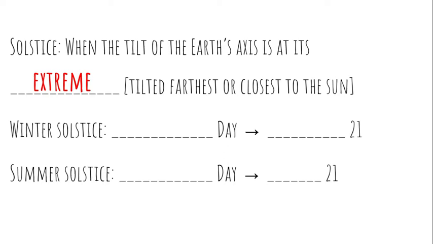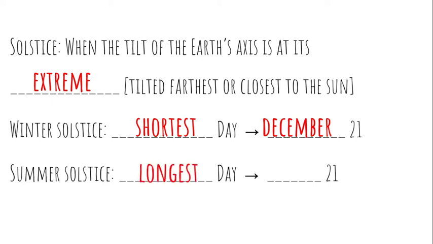When it's tilted the farthest away from the sun, we call that winter solstice, and that's the shortest day. And that day occurs December 21st every year. When Earth is tilted on its axis and it's closest to the sun, we call that summer solstice, and that's going to give us the longest day, and that happens every June 21st. So our solstices are our days when the tilt of Earth's axis is at its extreme.